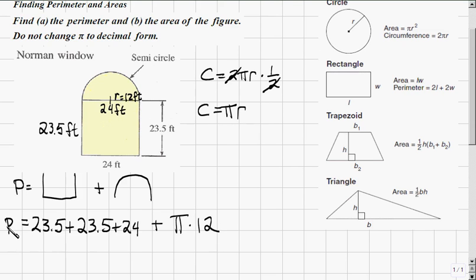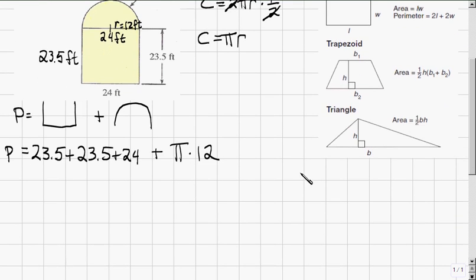Let's add up these numbers now for our perimeter. So 23.5 and 23.5 and 24. We'll use long arithmetic to show this. 23.5, another 23.5, and 24. Adding these decimals up at the right, we'll add the tenths up. 0.5 and another 0.5 will become a whole, which is 0. Carry the 1. 1 plus 3 is 4.